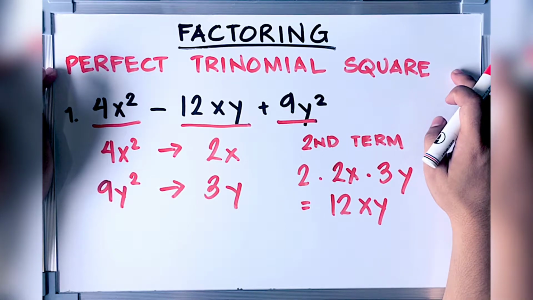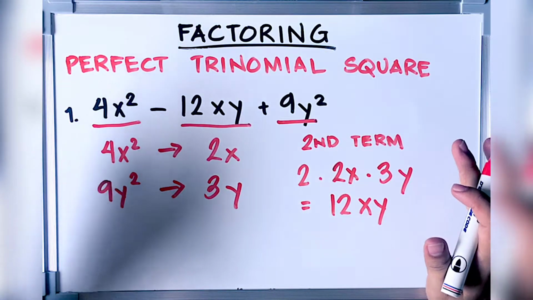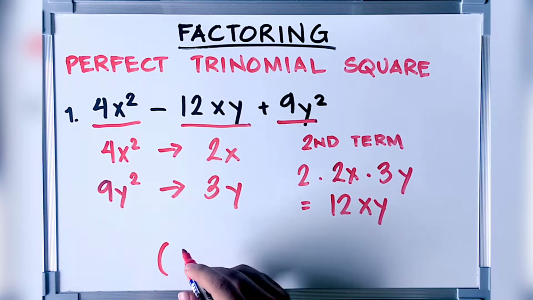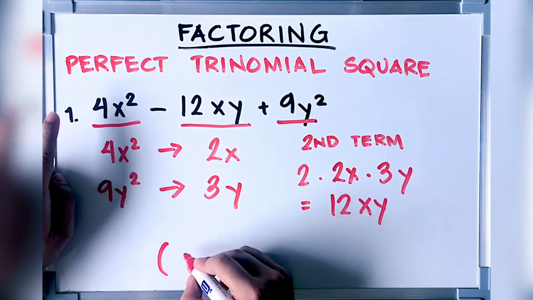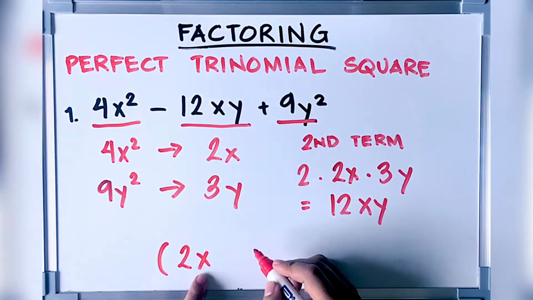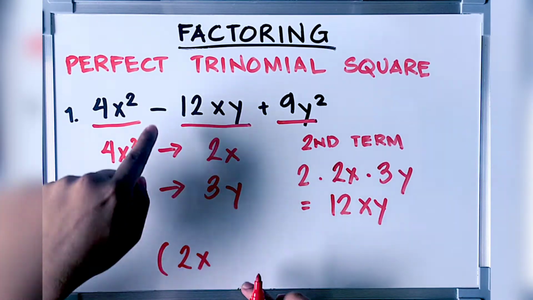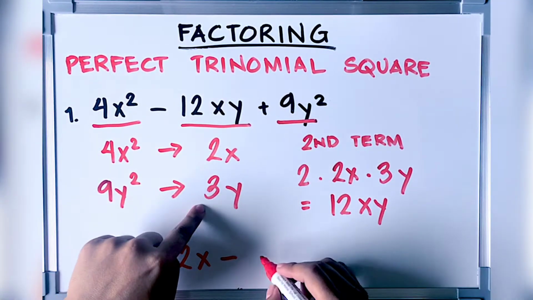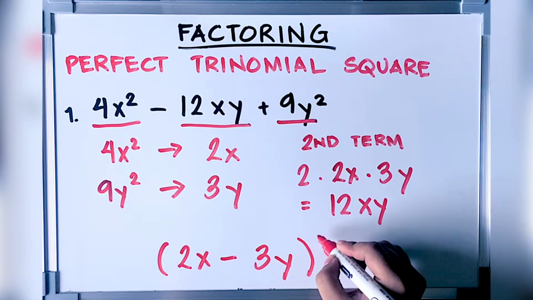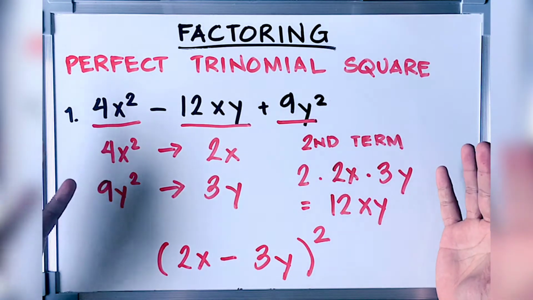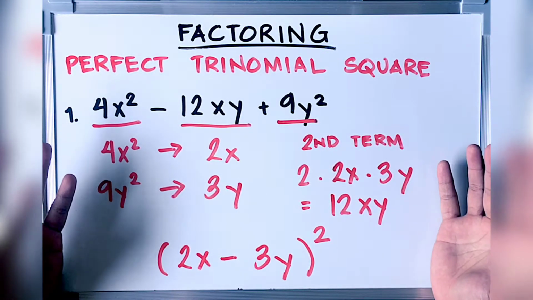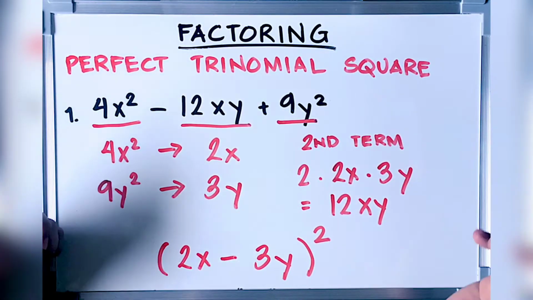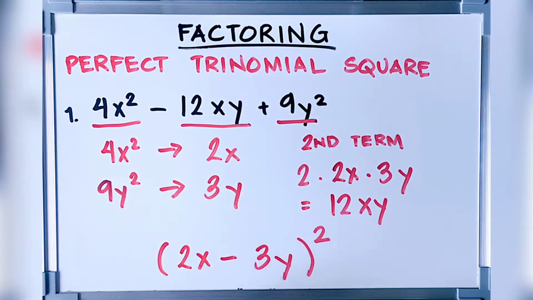So, paano natin naman makukuha yung kanyang factors? So, ang factor lang yan is yung square root ng first term. Then, yung sign niya is kung anong sign ng second term. Then, square root ng last term. Tapos, lagyan lang natin siya ng square. So, ganito lang kasimple yung factoring of perfect trinomial square. So, try natin na sa pang-example.